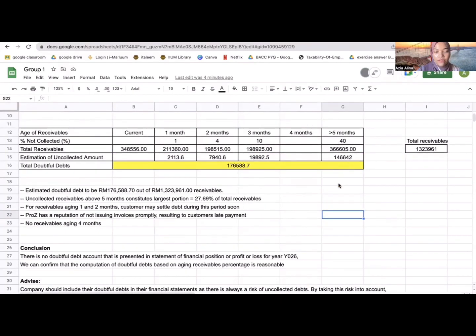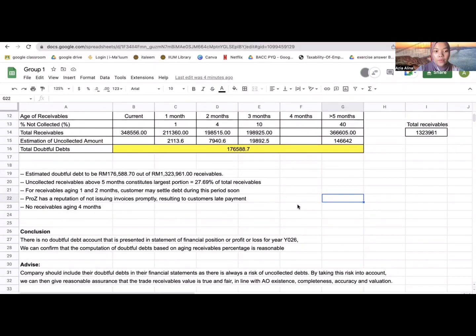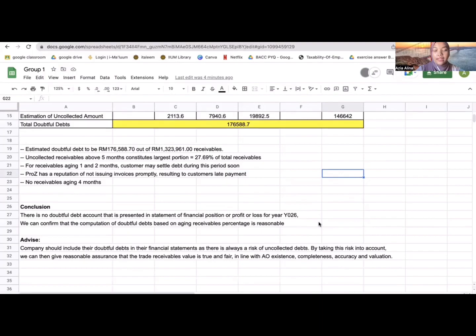We can also see from this table that there are no receivables aging 4 months, which we can interpret as Prozi's efficiency in collecting their receivables 4 months prior. As a conclusion, there is no doubtful debt account presented in the Statement of Financial Position or Profit or Loss for year Y026. We can also confirm that the computation of doubtful debt based on aging receivables percentage that we have done is reasonable.